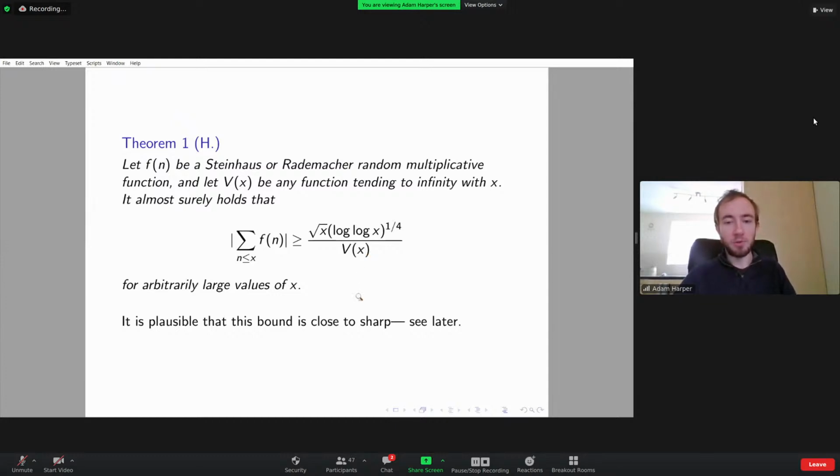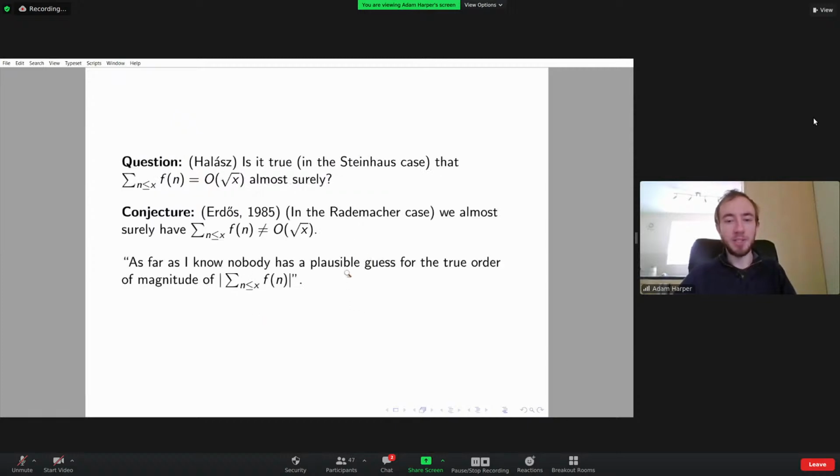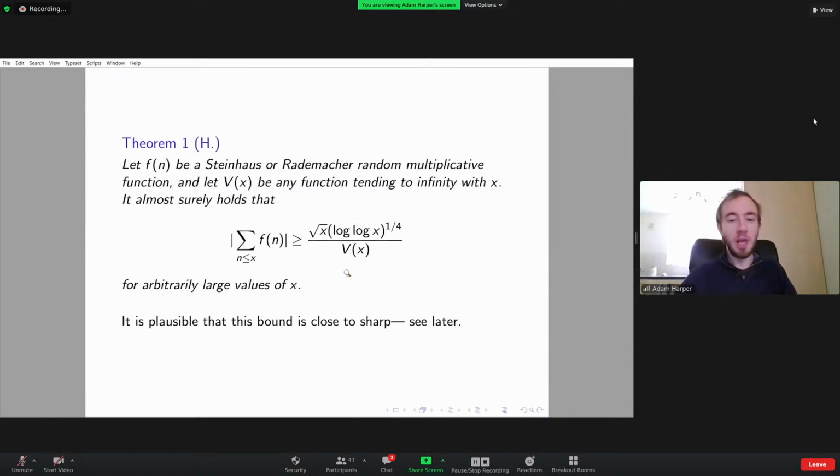And as I'll explain at the end, I still think it's true to say that nobody has a plausible guess for the real order of magnitude, up to constants, of this sum, at least I don't. But I think it's plausible that this exponent 1/4 is the correct exponent in this problem. And at the end, I'll say why.